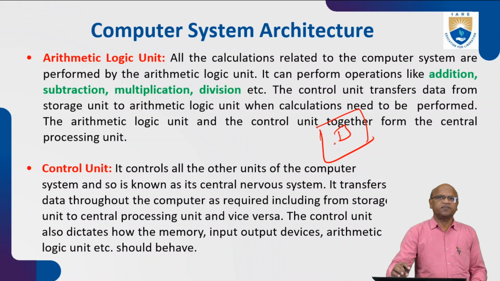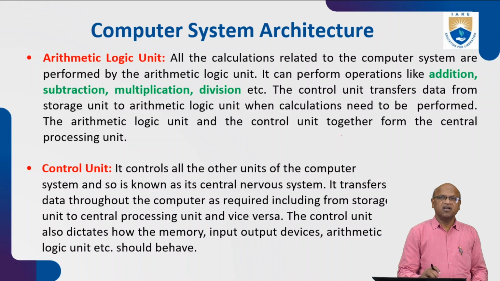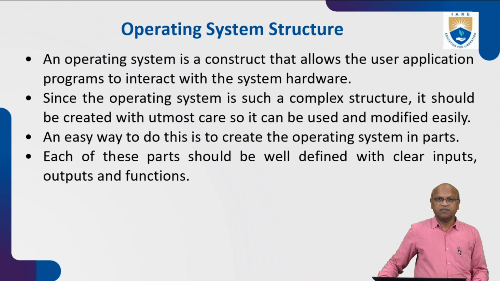So next, the control unit. What is happening in the control unit? It controls all the other units of the computer system and is also known as the central nervous system. It transfers data throughout the computer as required, including from the storage unit to the central processing unit and vice versa. The control unit also dictates how the memory, input-output devices, and arithmetic logic unit should behave.